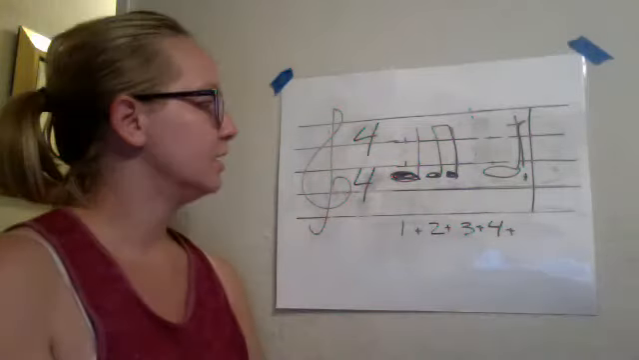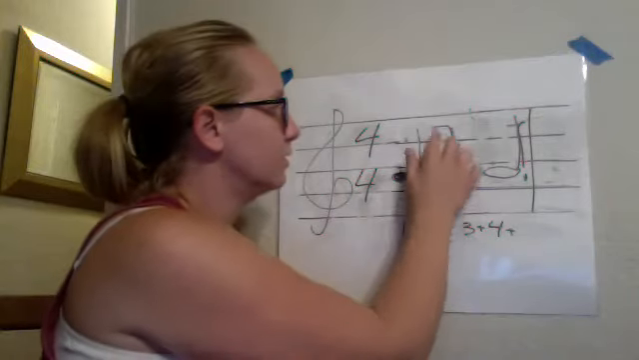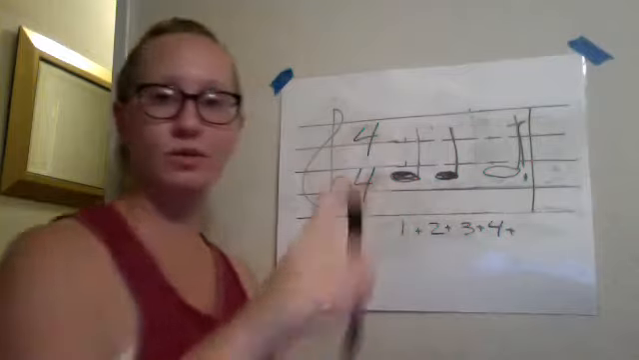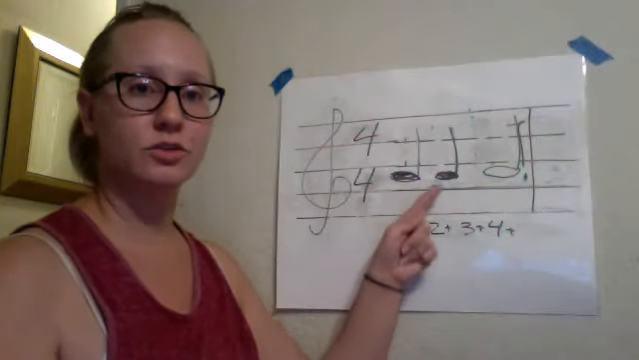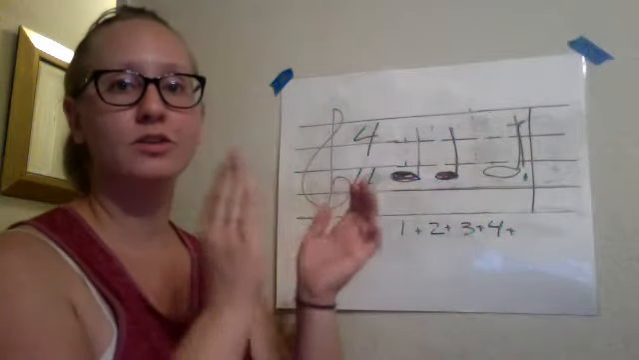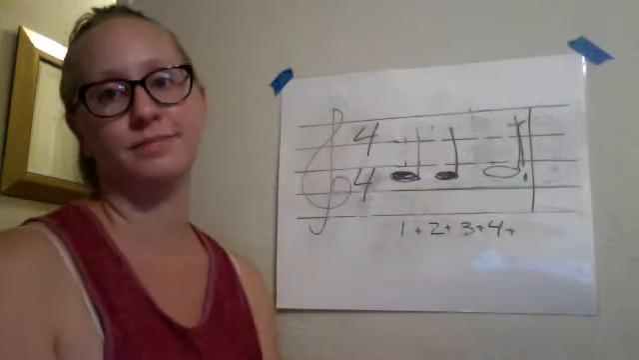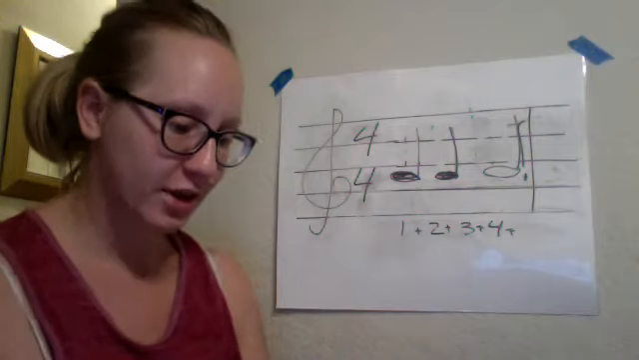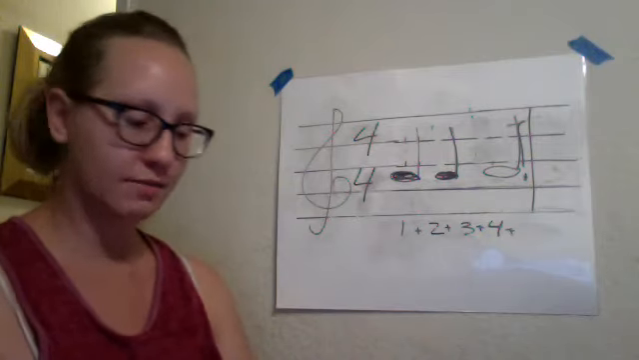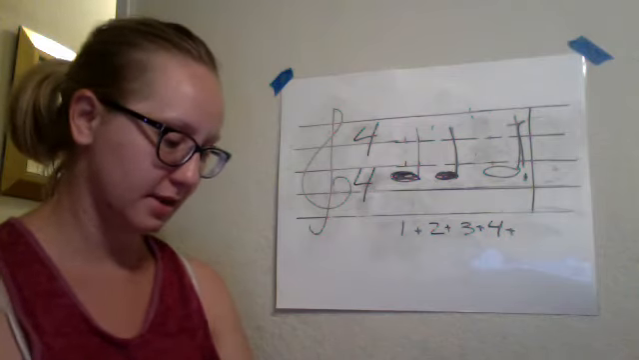Okay? So let's do 2 quarter notes and a half note. Because 1, 2, and 2 over here equals 4. 1, 2, 3, 4. Okay? So that's how you're going to count rhythm, each note getting its own amount of beats.